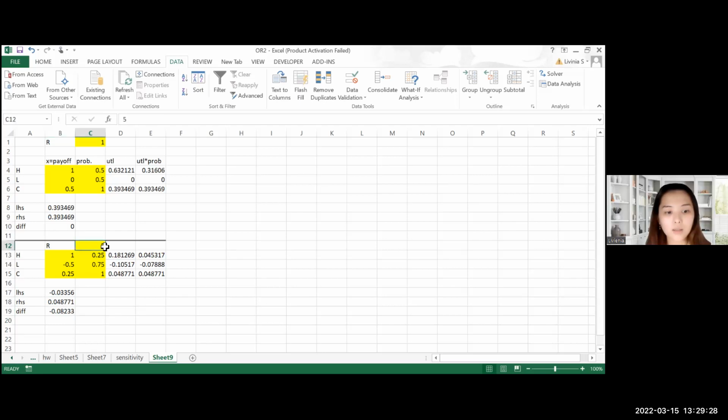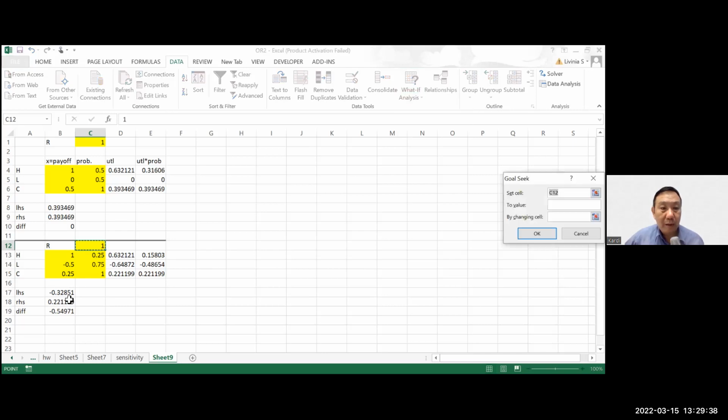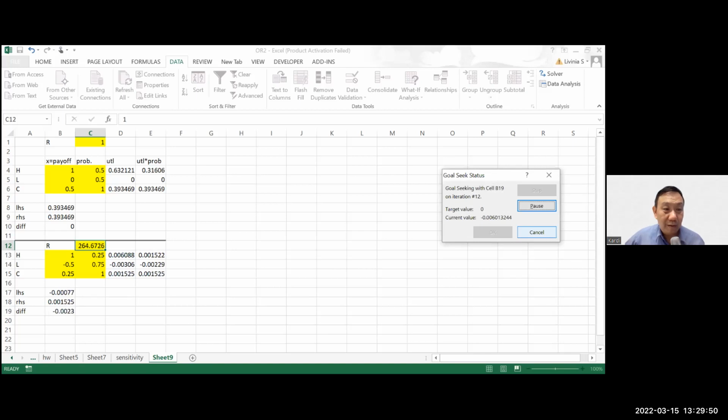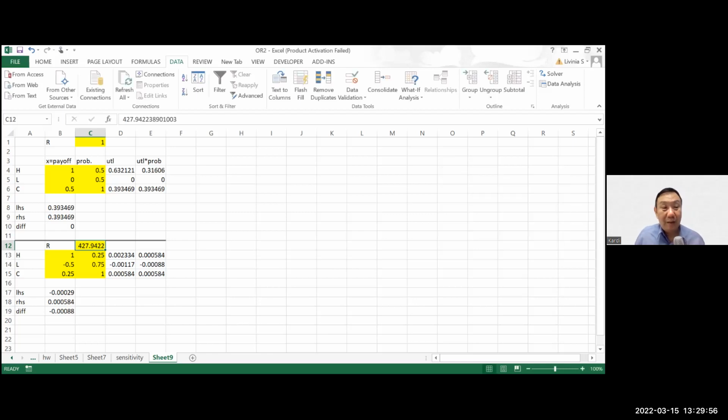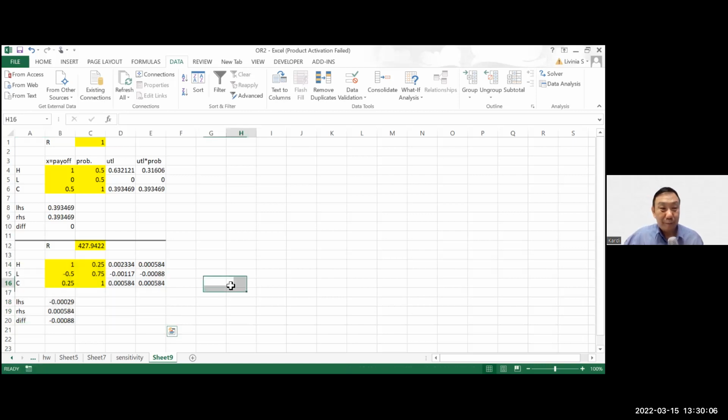Okay, so you can put any value of R, no problem. And then now we search. Goal Seek, the difference set to 0 by changing the R. Okay, what is the value of R? Oh, very big. About 400-something. So a big value of R means they are actually almost risk neutral. Okay, so clear? Yeah, very good.